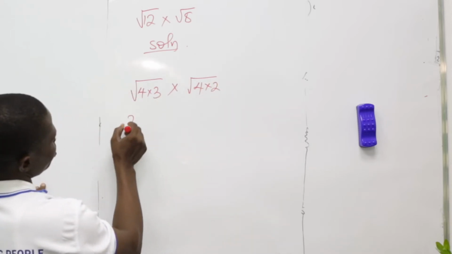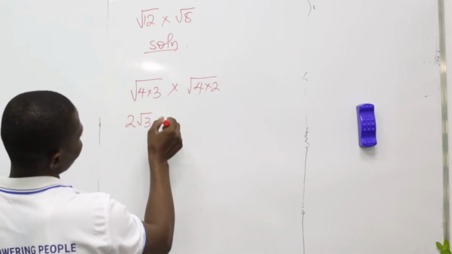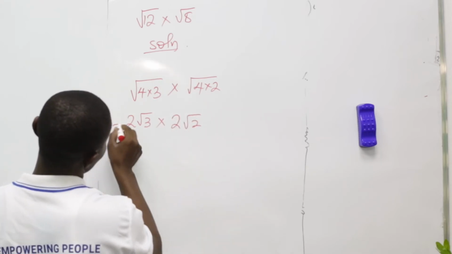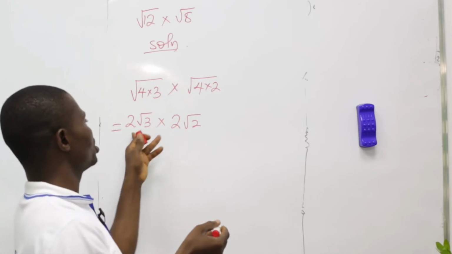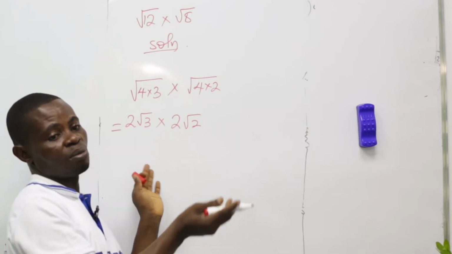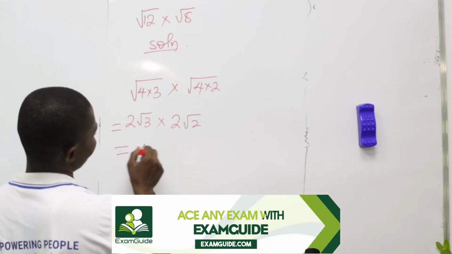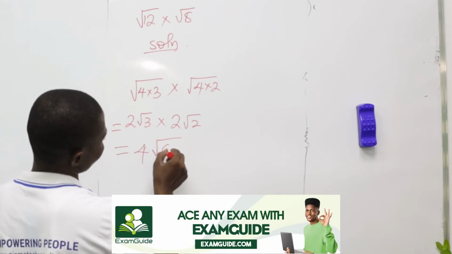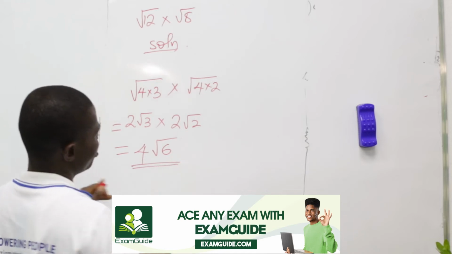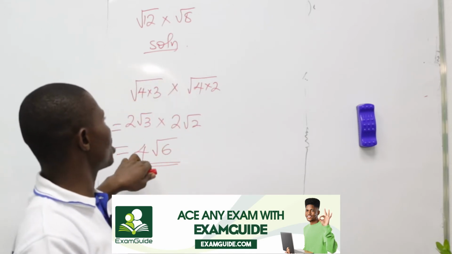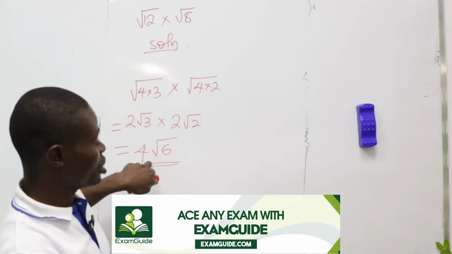Square root of 4 is what? 2, root 3. Then square root of 4 again is 2, then root 2. Since it's multiplication, I told you, similar or not similar, you can multiply everything together. So what do you have now? 2 times 2, 4. Root 3 times root 2, root 6. So our answer is what? 4 root 6.